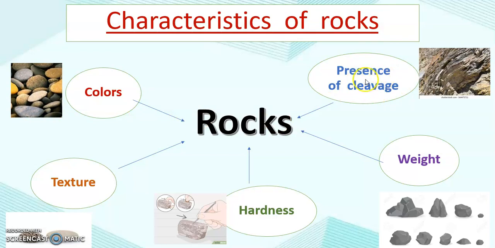Number 2, presence of cleavage. This is the presence of cleavage, and the rock is easy to break, to split easily along this line. This is easy to break because of the lines. This is presence of cleavage.